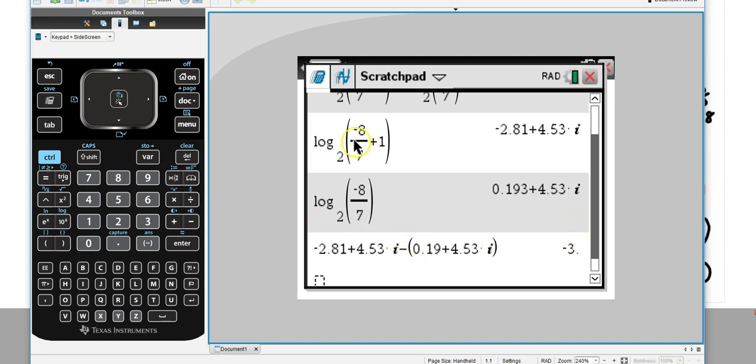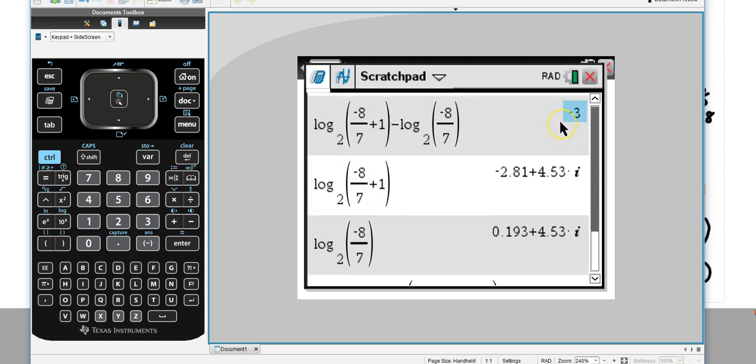So even though both individual numbers turn out to be imaginary, I can actually end up with a real number answer. So technically, this is a solution, but what I'd like you to say is that this is an imaginary number, so we're going to not use this solution.